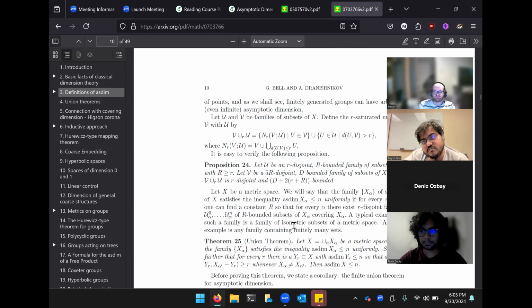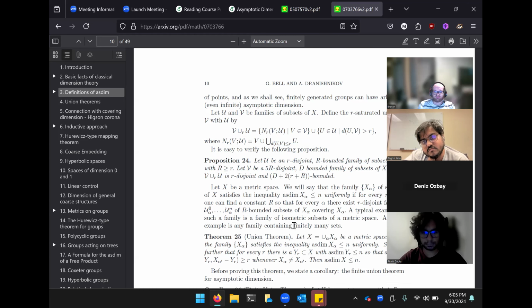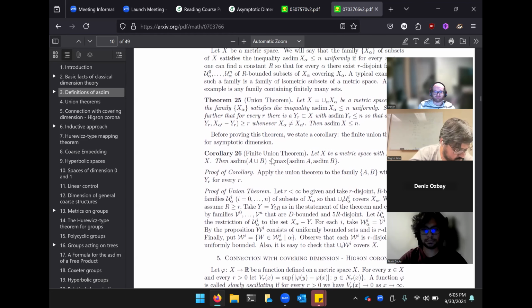You're also free to look at the union theorem. So the goal would be to look at finite stability. This Corollary 26, the finite union theorem, is also called finite stability of asymptotic dimension. It means that if your metric space is composed of components like A union B union C, then the asymptotic or Nagata dimension of your metric space is the maximum of the dimensions of the components: the maximum of dimension of A, dimension of B, dimension of C.